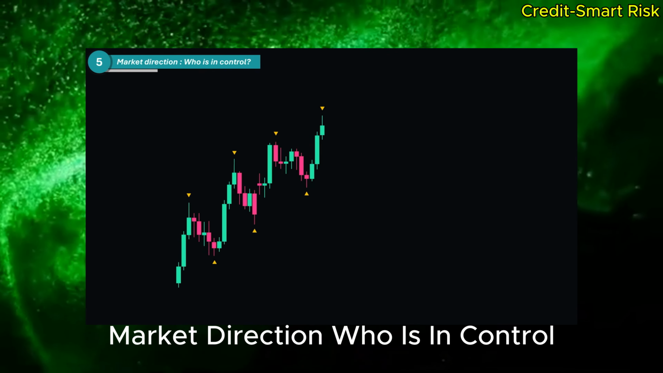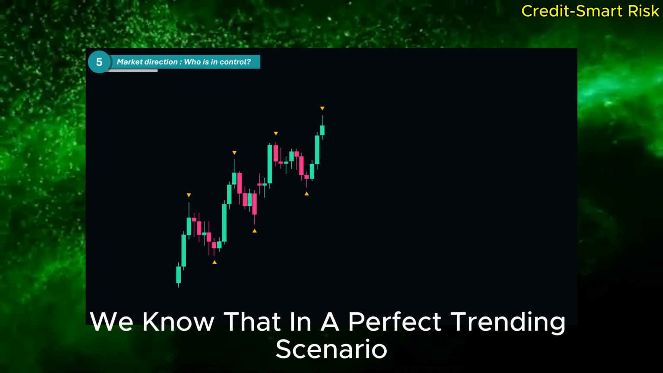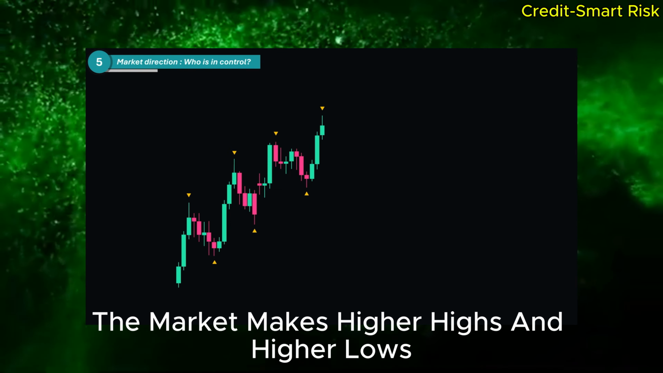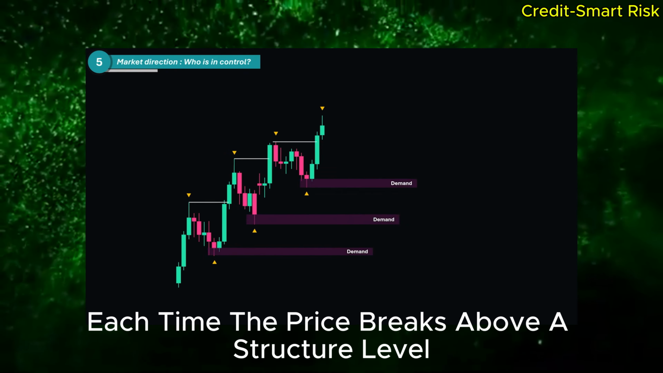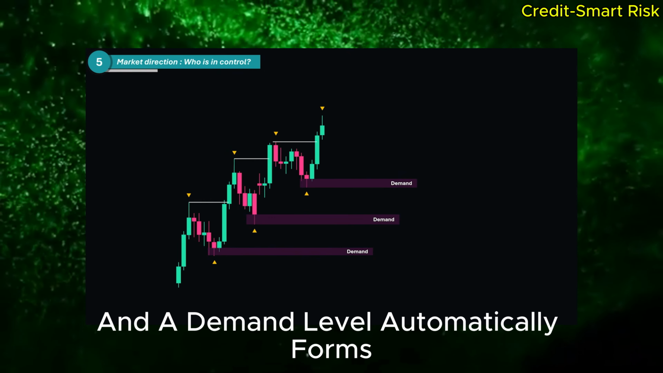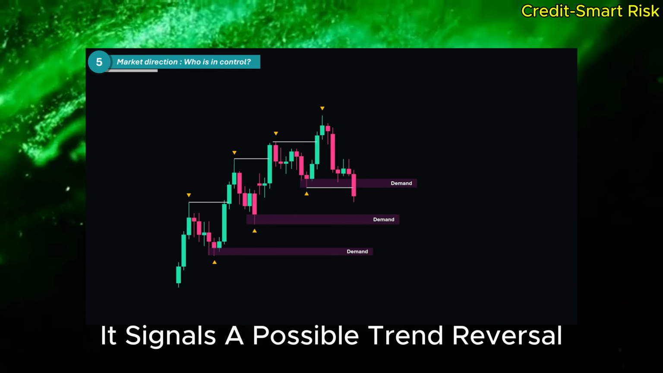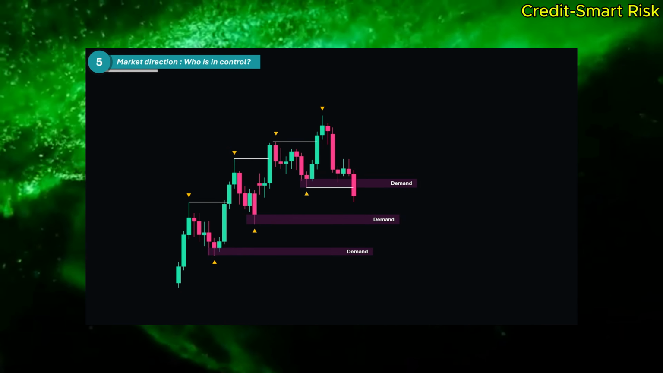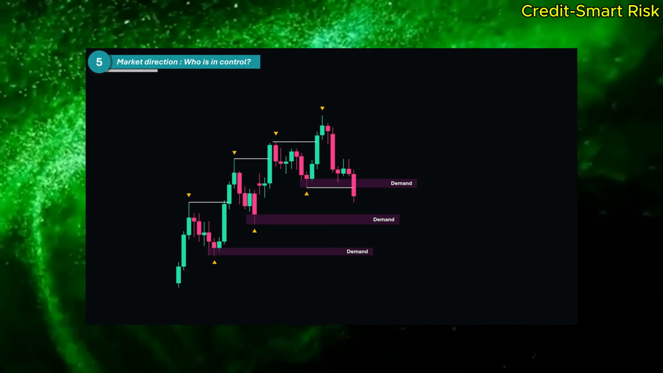Market direction: who is in control? From the basic price action, we know that in a perfect trending scenario, the market makes higher highs and higher lows. Each time the price breaks above a structure level, it signals trend continuation, and a demand level automatically forms. Conversely, when it breaks below a structure, it signals a possible trend reversal. But the important thing you must keep in mind is the nature of the market.